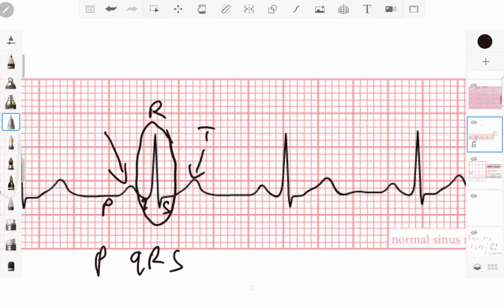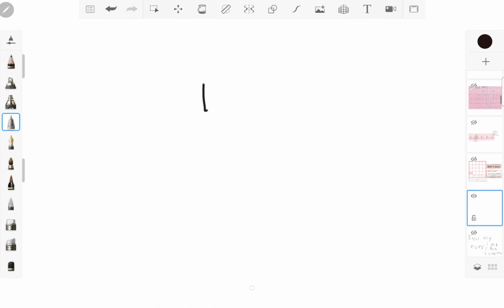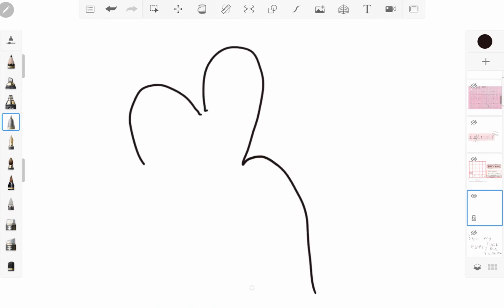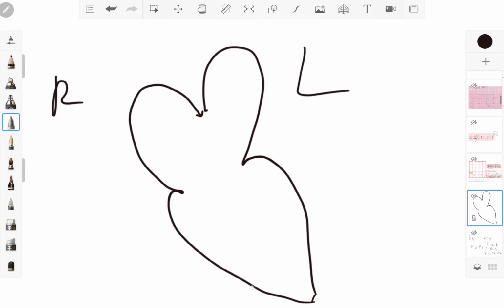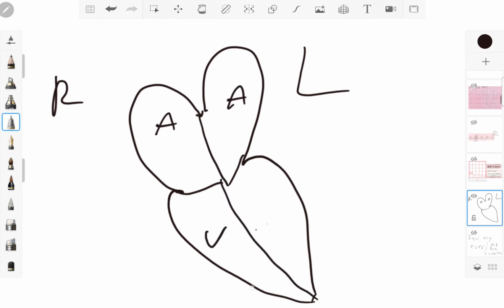So let's quickly draw a heart. This is my most basic way of drawing a heart. I know, I have no idea what that looks like. So this is obviously the right side of the heart and the left side because it's opposite. And we have the atria, which are the small parts of the heart. And we have the ventricles, which are the big parts of the heart. I don't know how much you know about the heart, but this is just basic anatomy.